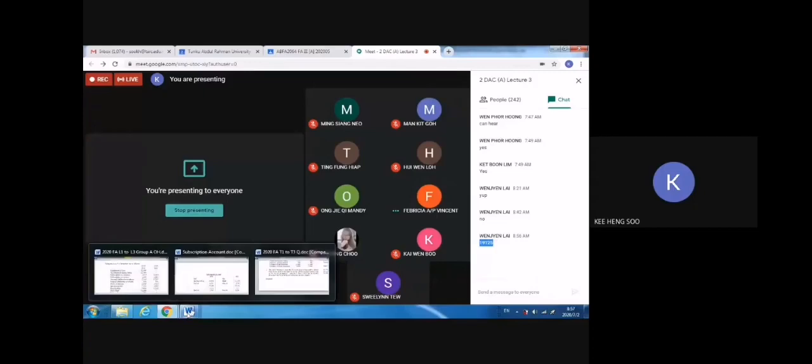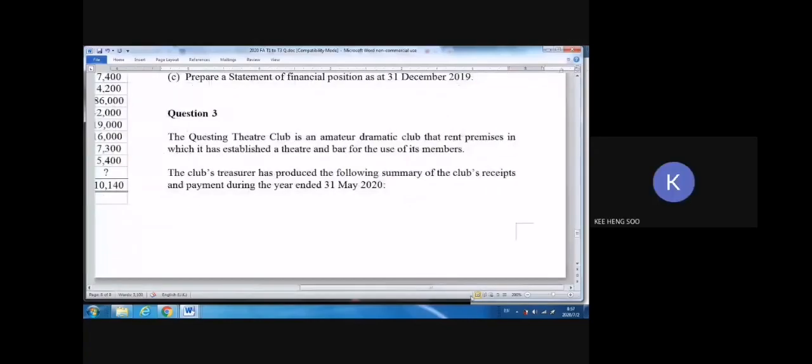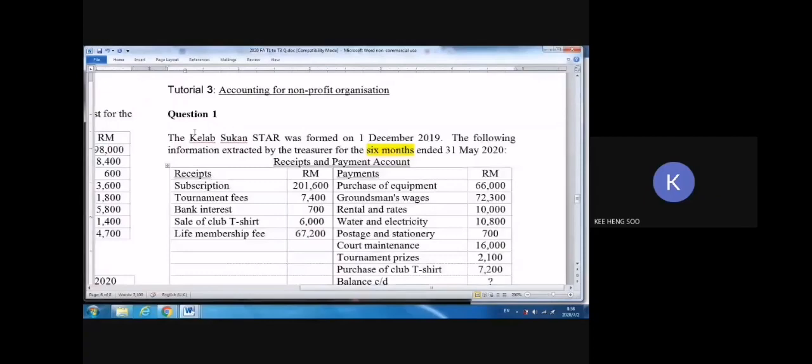Tutorial 3 question 1. I know you discussed in the tutorial why you must ask here. Never mind. They give you Club Sukan also, the new form starts here on the 1st December. And this information is only for 6 months until 31st May.